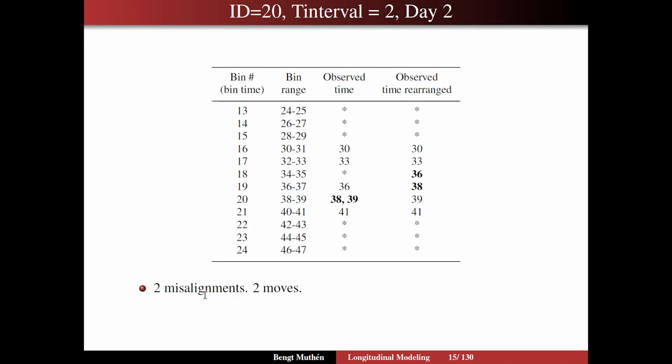Now, for day 2, you would have 2 misalignments. You have to move twice here. You have to move 36 up to earlier, 38 into 36's former position, and keep 39 in the same spot. So this gives you a flavor of what Mplus does for different time intervals, and perhaps also ideas for how you might want to manually score your time to align to synchronize people's times.